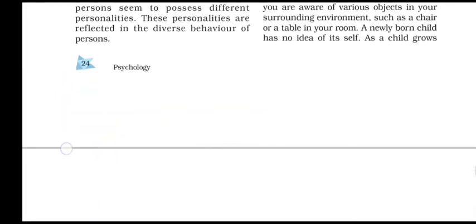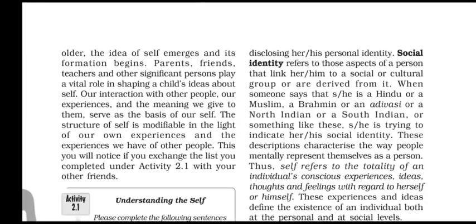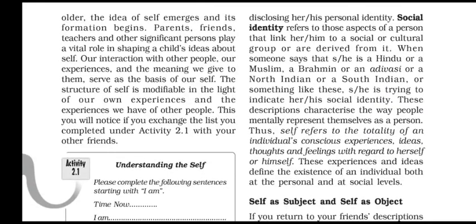A newly born child has no idea of itself. As a child grows older, the idea of self emerges and its formation begins. Parents, friends, teachers, and other significant persons play a vital role in shaping a child's idea about self. Our interaction with other people, our experiences, and the meaning we give to them serve as the basis of our self.